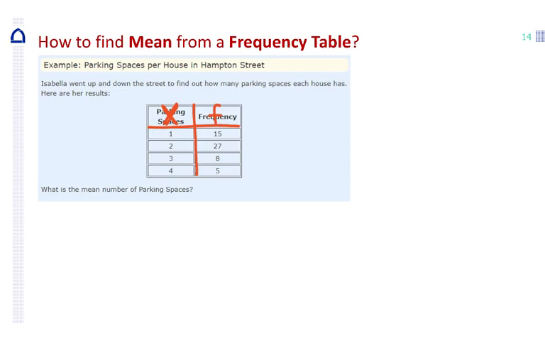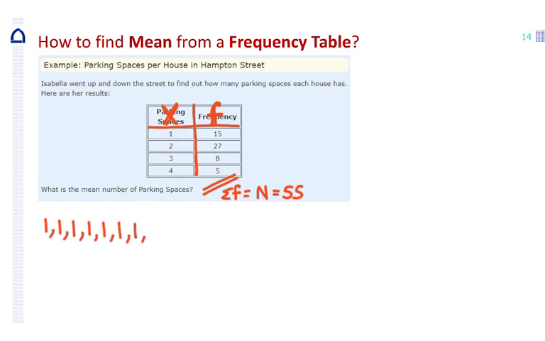By the way, just to remind ourselves, how many houses were on that street? If we add up the frequency, the sum of the frequency is the total number of data points. It is, let's see, I think 55 houses on that street. So that's what we're working with. Now, if we had wanted to see this data as raw data, then we would have 15 data entries that each had one parking space.